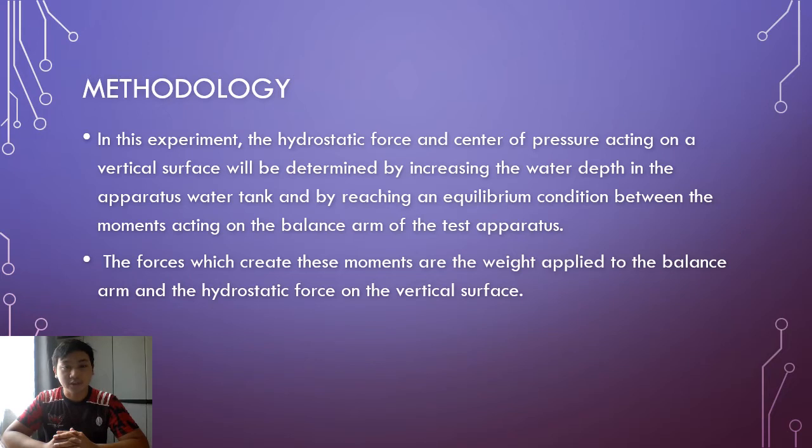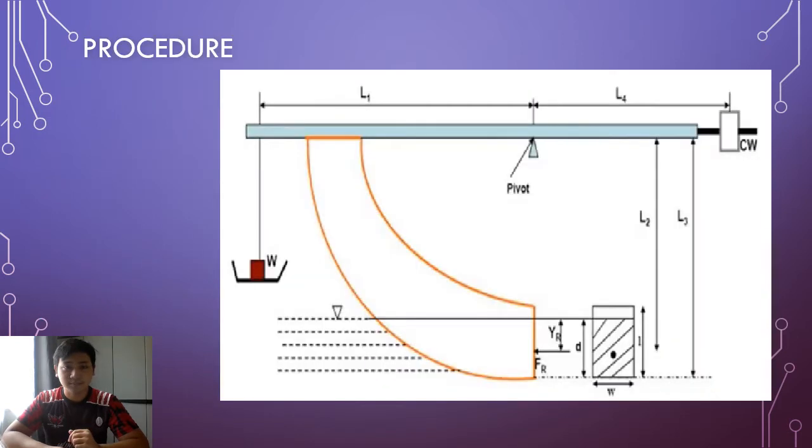The forces which create these moments are the weight applied to the balance arm and the hydrostatic force on the vertical surface. The procedure for the experiment is that the width and the depth of the rectangular face were measured at first. The length from the pivot to the loop hanger was also measured. The 3 foot screws were adjusted until the apparatus is balanced, and this is indicated by the spirit level situated at the left base of the apparatus. The balance arm was adjusted until it was level using the rider.